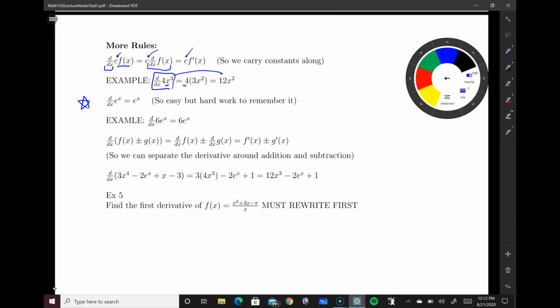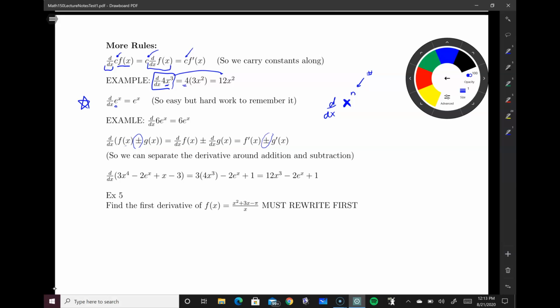Okay, this one seems really easy, but it's hard to remember to do. So derivative of e to the x. Remember, our power rule is the derivative of x to the n. So the n is a number up here, right? And the x is the base. Here, the number is the base, so it's different. So the derivative of 6e to the x would just be 6e to the x. And if I have functions separated by addition and subtraction, I just go and take the derivative of each of them separately and just carry along the addition and subtraction.